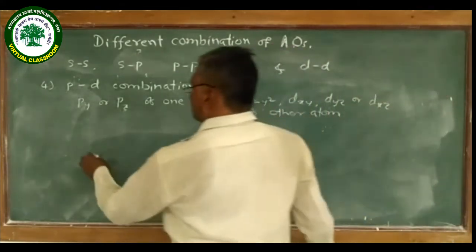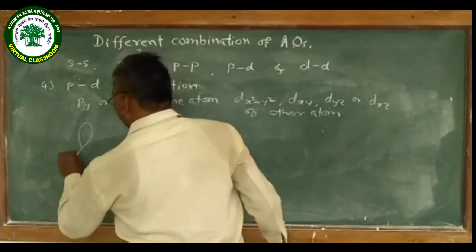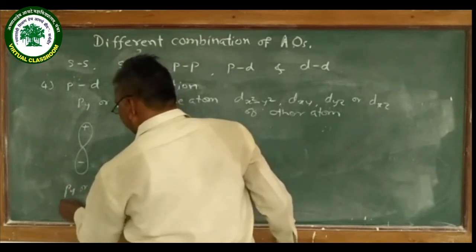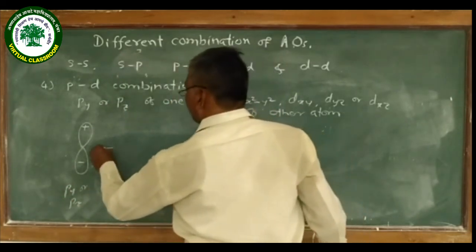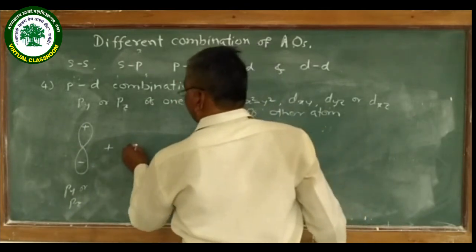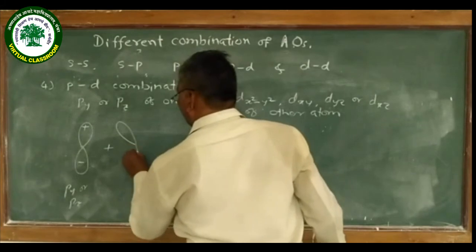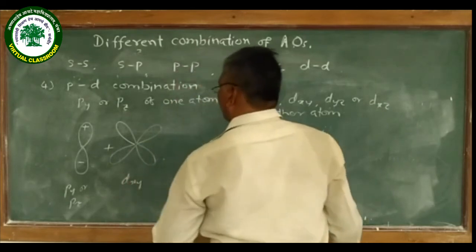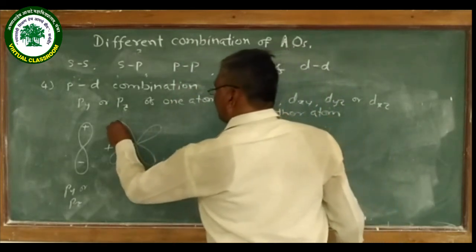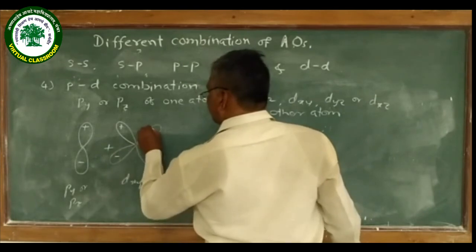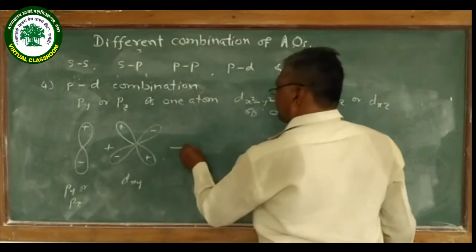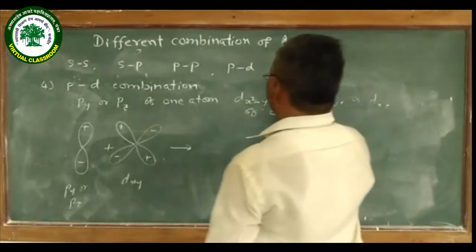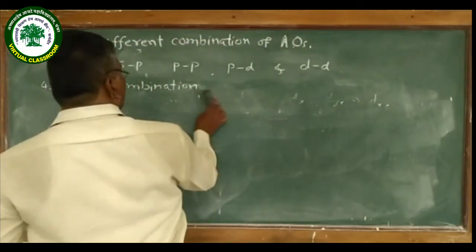So let us see how this overlapping will take place. So this is the py or pz orbital of one atom. For our simplicity, we will say, let us take dxy orbital, dxy orbital of another atom. Then, if the overlapping region have same sign of wave function, they will form the bonding molecular orbital, and this bonding molecular orbital can be shown like this.